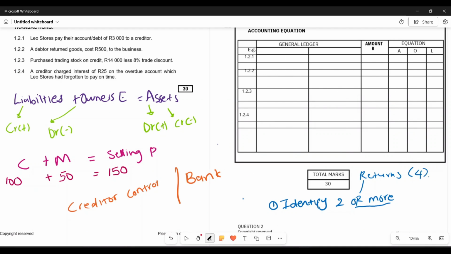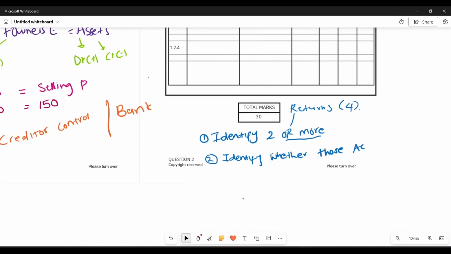Now, after classifying the accounts that are affected, step 2: identify whether those accounts are asset accounts, owner's equity accounts, or liability accounts.